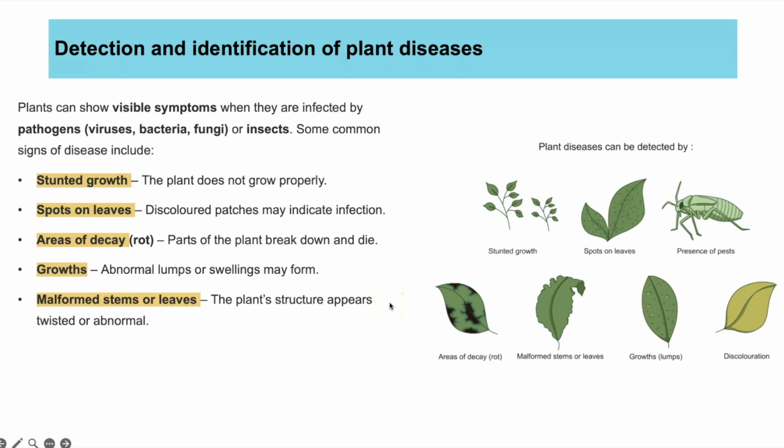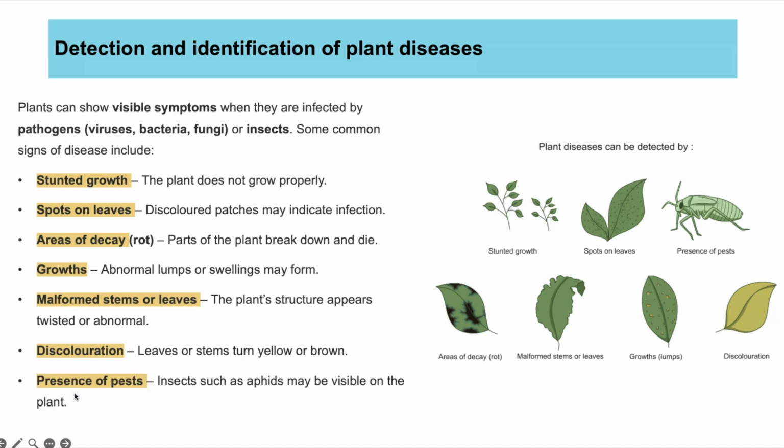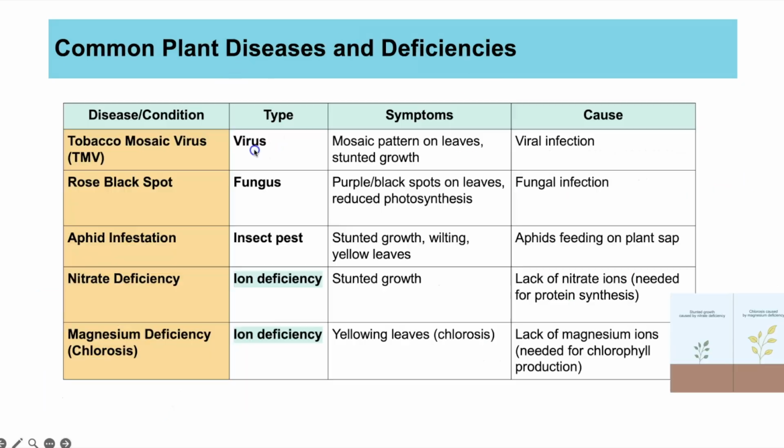You might get malformed stems or leaves, so they have a different appearance. It might be a bit twisted. Discoloration, so they might be yellow instead of the usual green. And then the presence of pests. So if you can see lots of aphids, for example, that is an indication that it is infected with aphids. Now, these are the common plant diseases, the symptoms and the causes that you need to know. So you might want to screenshot, turn this into flashcards, or just have this table in your notes.